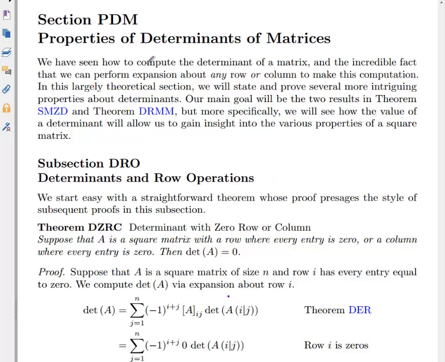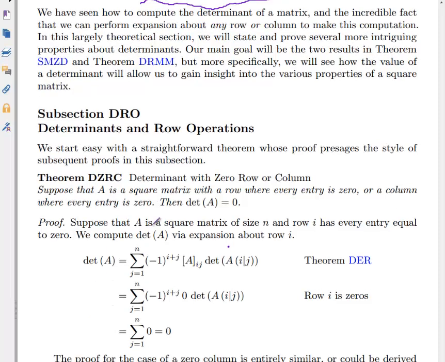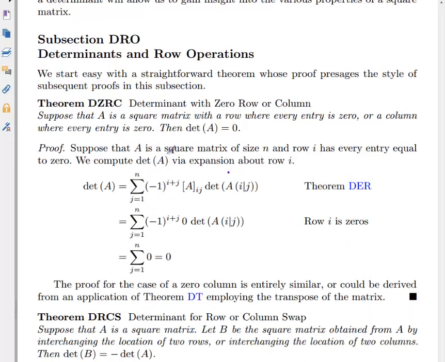All right, moving along with our investigation of determinants, let's look at properties of determinants of matrices. Now I'm going to mention these theorems without really proving them. I think that some of them I'll discuss a little bit, and you can see that they're quite reasonable. First is determinant with zero row or column. If A is a square matrix with a row where every entry is zero.